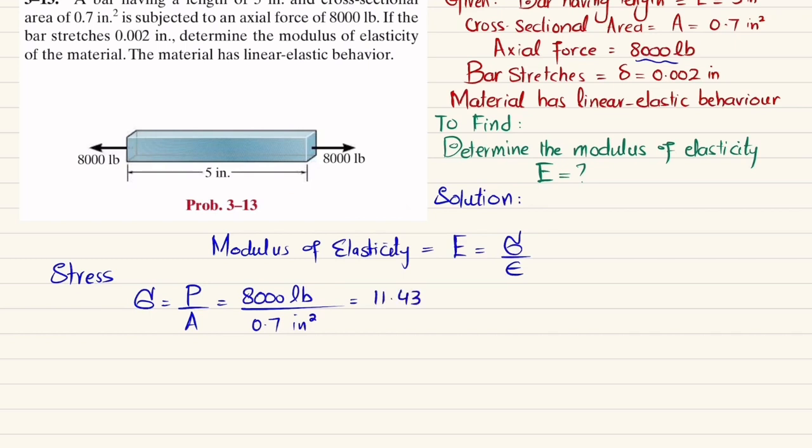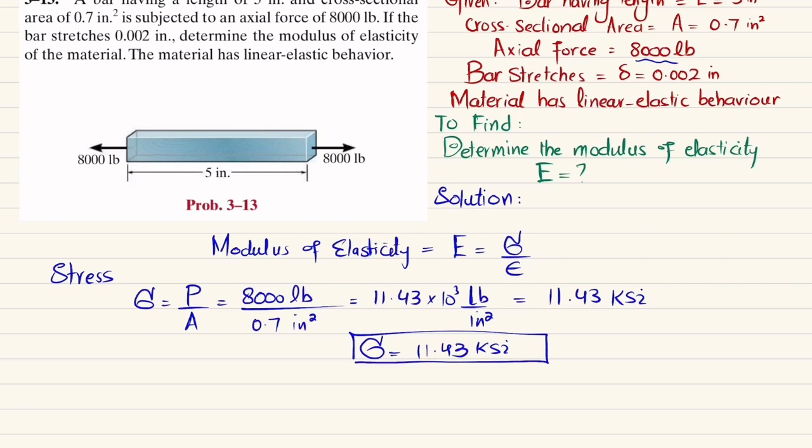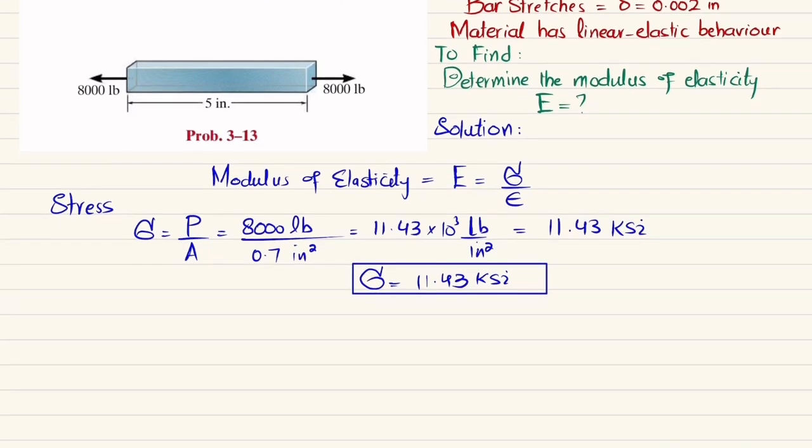11.43 into 10 raised to power 3 pounds per square inch, or in terms of KSI it will be 11.43 KSI. KSI is kilopound per square inch. So you will get 11.43 KSI.